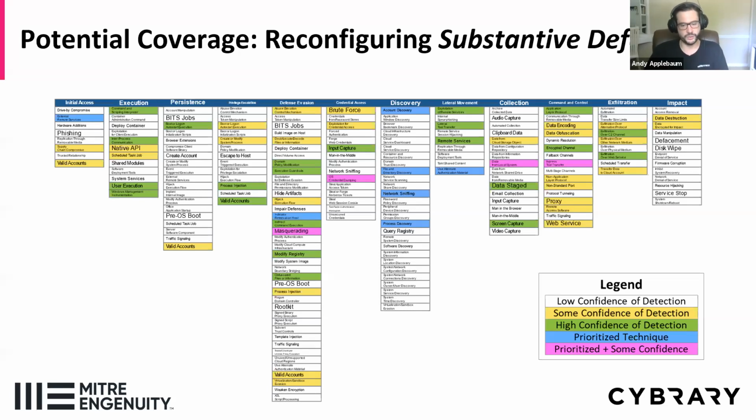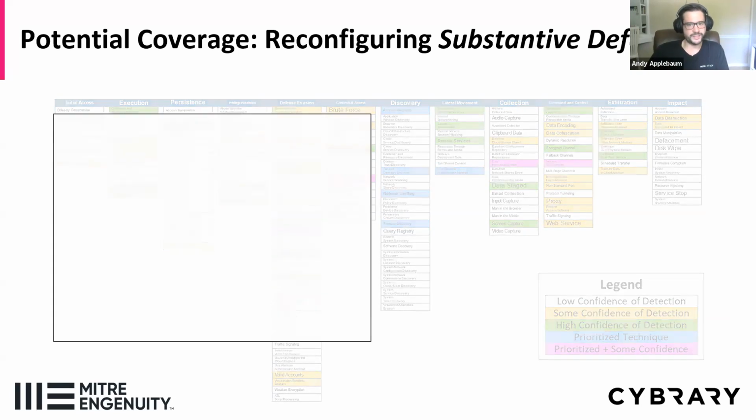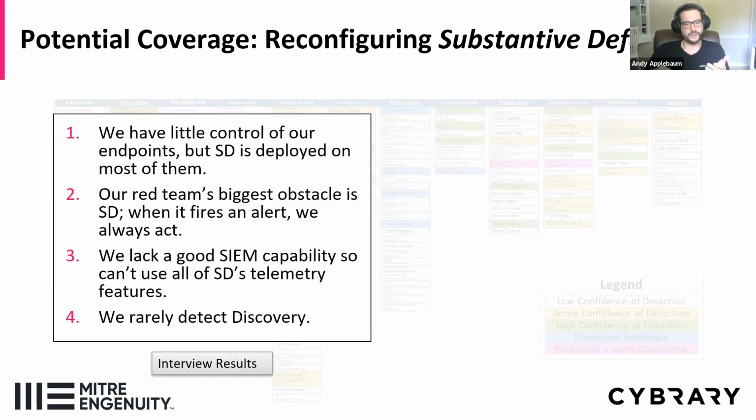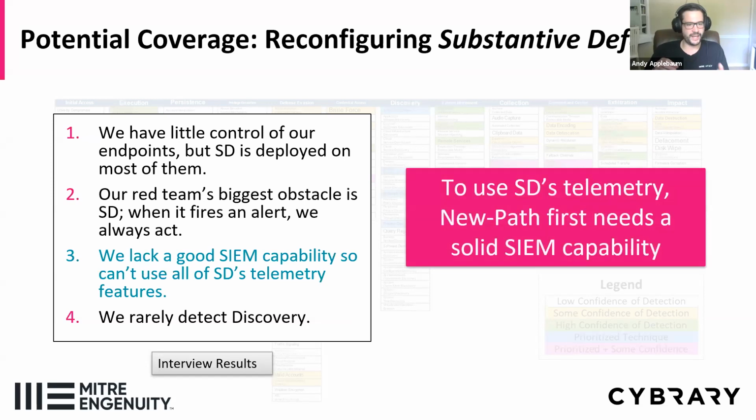And it's a great way to use the evals results, provided you do get a little bit of telemetry information, and also information on how the SOC is using the tool. In this example, though, it's not entirely perfect, because when we tie it back to the interview results, we get to point number 3, which says that it turns out they lack a good SIEM capability, so they can't actually use all of SD's telemetry features. So in order to really make full use of this tool, they need to first invest in or deploy some kind of SIEM capability so that they can actually use the telemetry for useful detections.